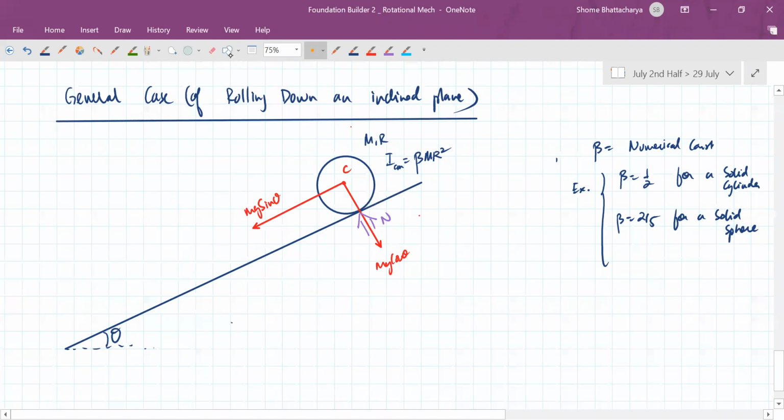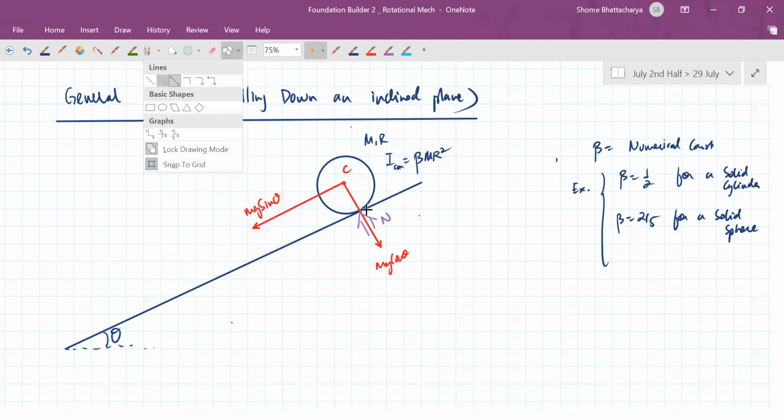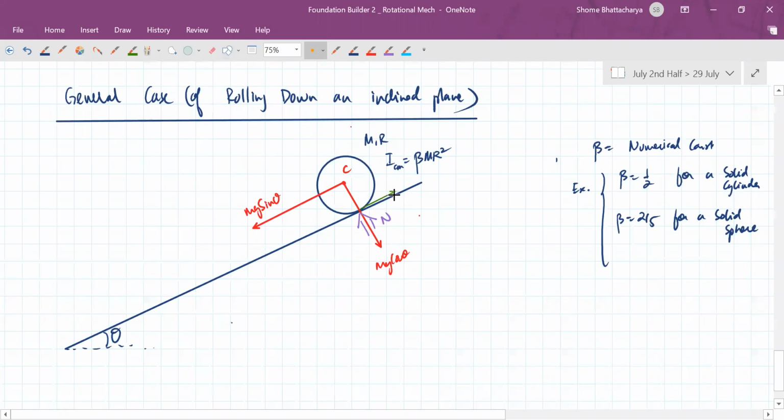Only difference is that the value of moment of inertia we'll just replace as a general value, beta times mr square. So you get general formulae for all these things, like the acceleration of the center of mass, which I'm showing as a vector on top, and the angular acceleration about the center of mass. So you have ACM is equal to R alpha. That's our first equation, which is the no slipping constraint, because we are assuming that it's rolling.